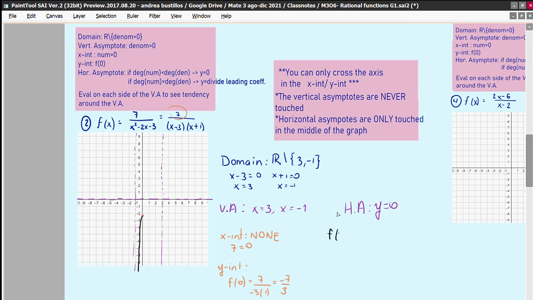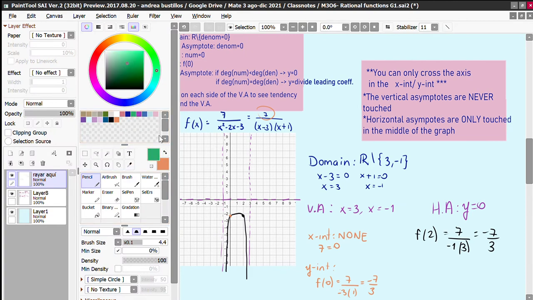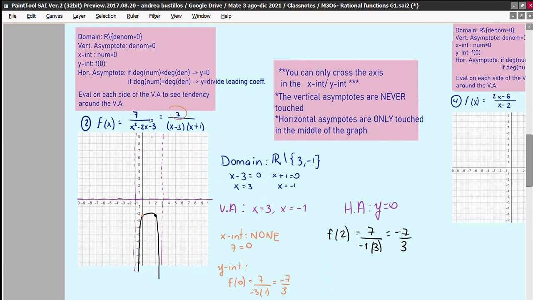So f evaluated at 2 is 7 over -1 times 3. So this is -7/3. So at 2, my function is again -7/3, meaning that the behavior of this function is going to look like this. Now, to graph another place in this function, we can choose either side because none of them have any special point. So let's start here.